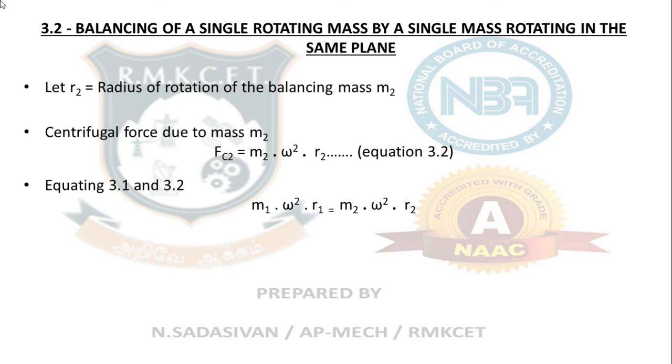C equal to m omega square r. M is the mass of that particular mass you have attached. R is the distance from the axis of rotation, the radius of rotation. Omega is the speed of rotation. M omega square r is the centrifugal force formula.